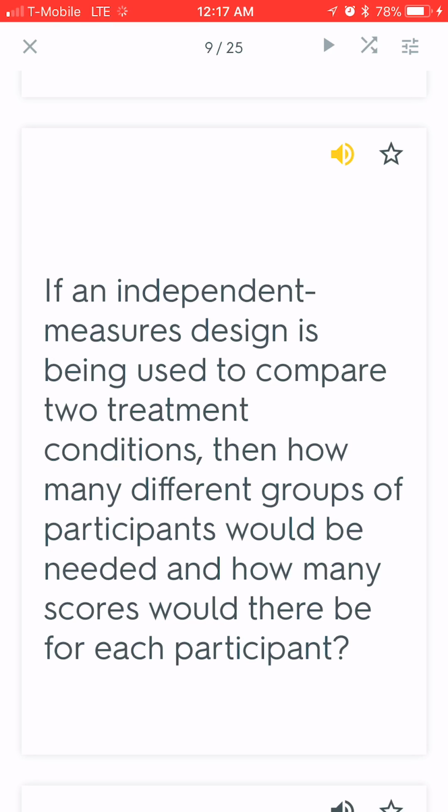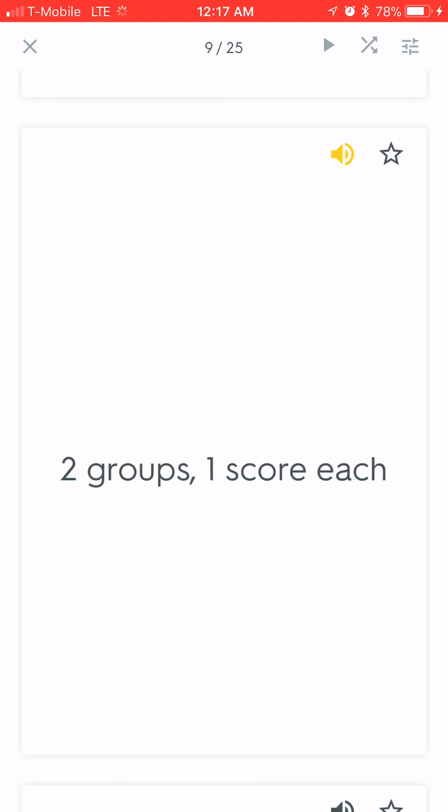If an independent measures design is being used to compare two treatment conditions, then how many different groups of participants would be needed and how many scores would there be for each participant? 2 groups, 1 score each.